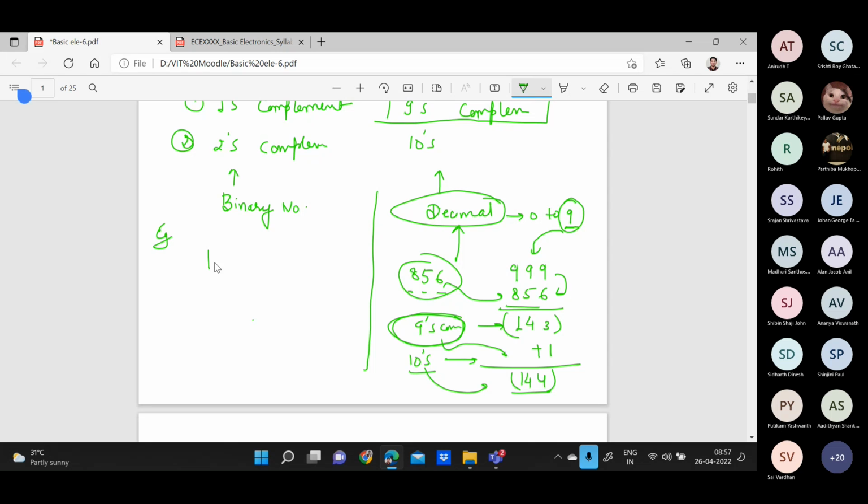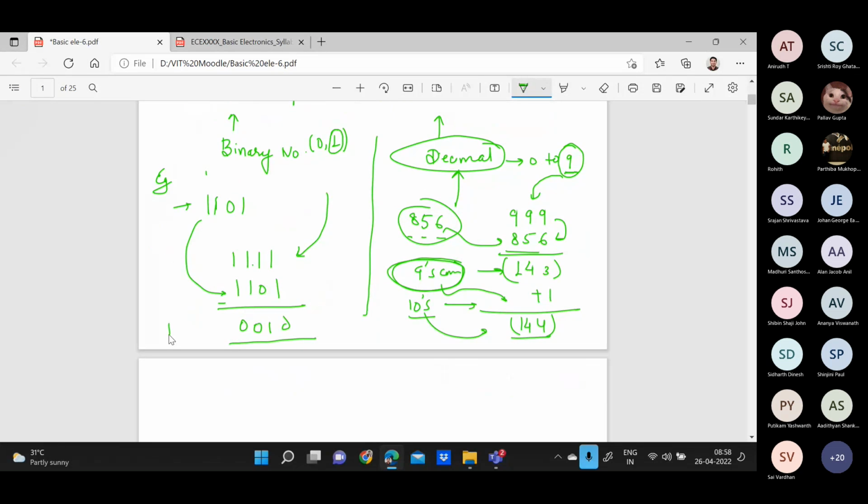Now you have any number, for example 1101. This is my number, and they ask to find the ones complement. As I told you, in the binary number system, the digits are only 0 and 1. That means you have to subtract from all ones, 1, 1, 1, 1. Take all ones and then subtract your number 1, 1, 0, 1. Subtracting gives 0, 0, 1, 0. So this will be the ones complement.